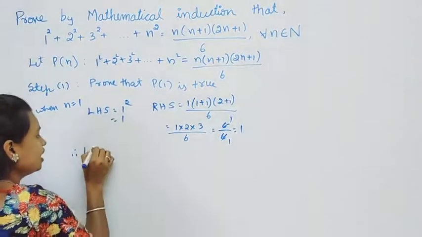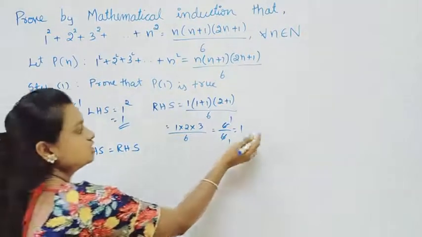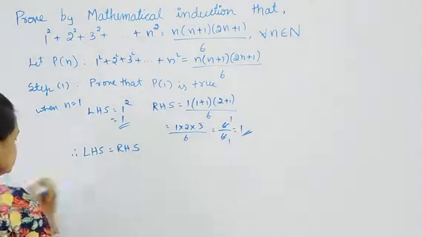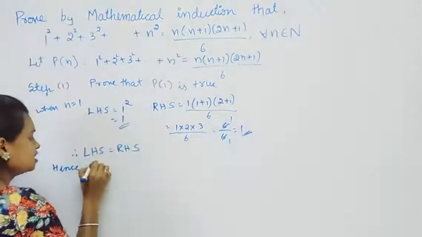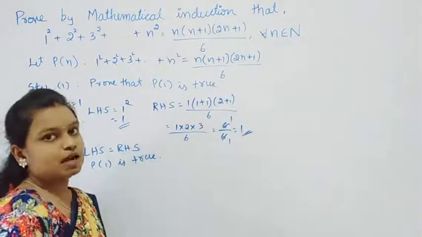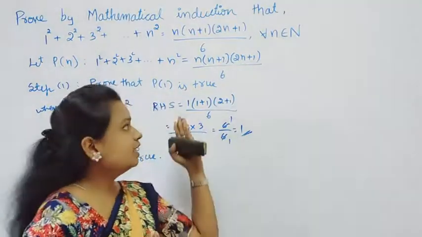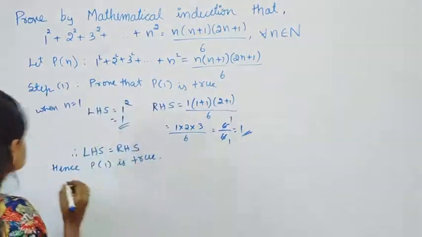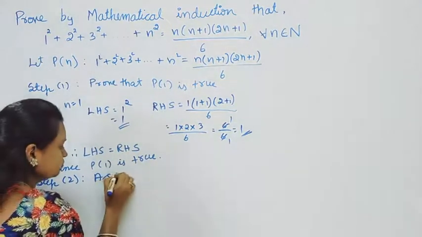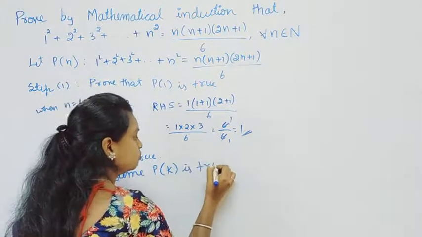So therefore LHS is equal to RHS, because LHS is equal to 1 and RHS is also equal to 1. So therefore we get LHS is equal to RHS. So hence P of 1 is true, right? So step 1 is completed. Then what is step 2? Step 2 is we have to assume that it is true for some k. So step 2 is assume P of k is true for some k.